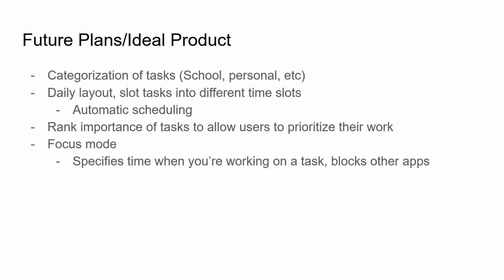If we had more time to work on this app, our ideal product would have allowed the categorization of tasks to allow users to separate things like school and personal work. In addition, we would have also liked to add a daily layout that moves tasks into different time slots. Being able to rank the importance of tasks would have also been a great feature to implement, as this would have allowed users to prioritize different tasks. And finally, we would have liked to implement a focus mode that blocks out the use of other apps to stop users from getting distracted by apps like social media that would prevent them from getting their work done.